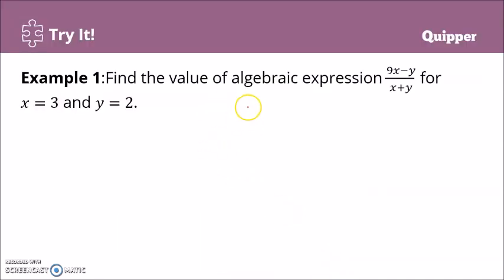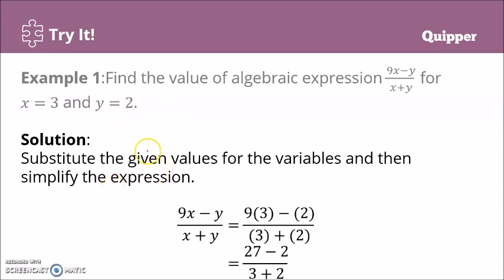Let's have an example. Find the value of algebraic expression 9x minus y over x plus y for x equals 3 and y equals 2. Ngayon, meron na tayong dalawang values. So, magre-replace tayo or magsasubstitute tayo ng dalawang values din. So, we have 3 for x and 2 for y. And that is, we are going to substitute the given values for the variables and then simplify the expression. So, ito yan, 9x minus y over x plus y. So, papalitan natin lahat ng x ng 3 at lahat ng y ng 2.